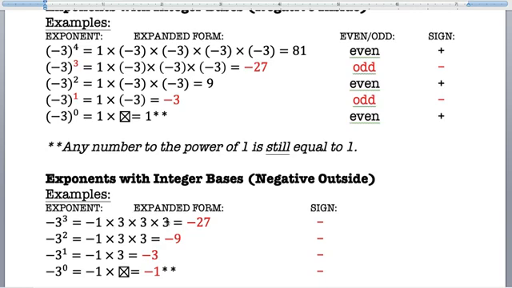So 3 times 3 times 3 is 27 normally, but since we have a negative in the front, it becomes negative 27. Same thing here. If 3 to the second power normally is 3 times 3, 9, and then you tag that negative in the front, it becomes negative 9. Because the negative and the 3 don't follow each other. They're separate. Negative 3 to the first power is negative 3.